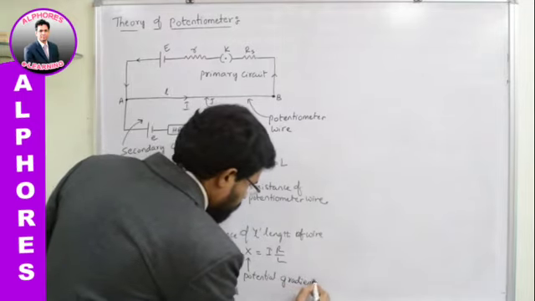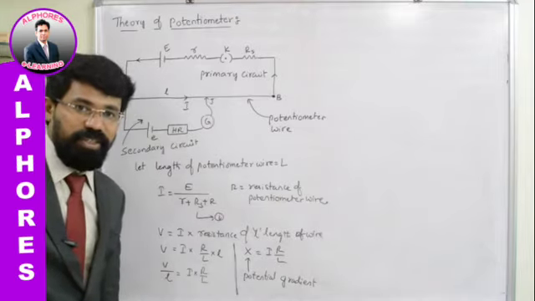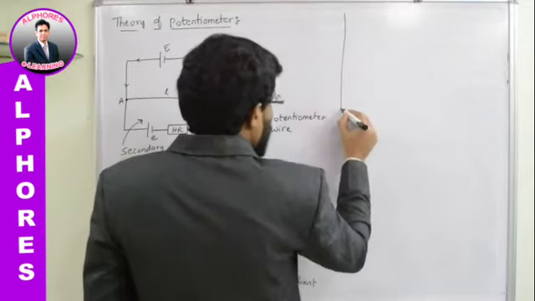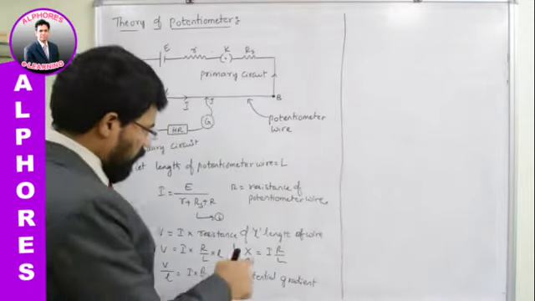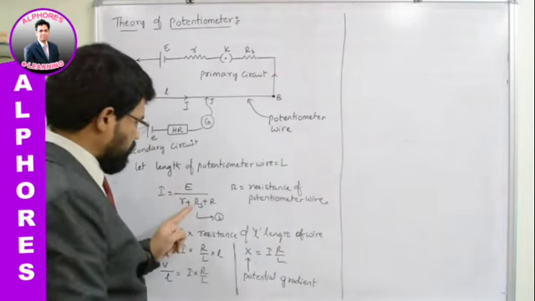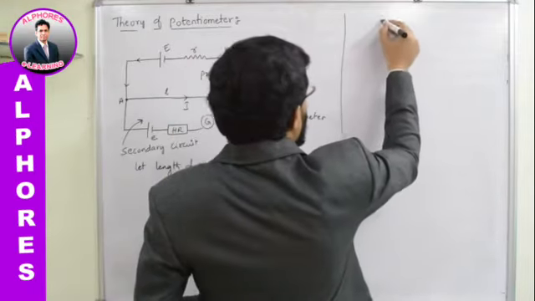Potential gradient. Remember, children? So this x is what? V by L, which is nothing but potential gradient. Okay, let us try to understand a few more details connected with these equations. Already we know what I is from equation 1. What is I? E by R plus RS plus r. Okay, so let me take this as equation number 2.